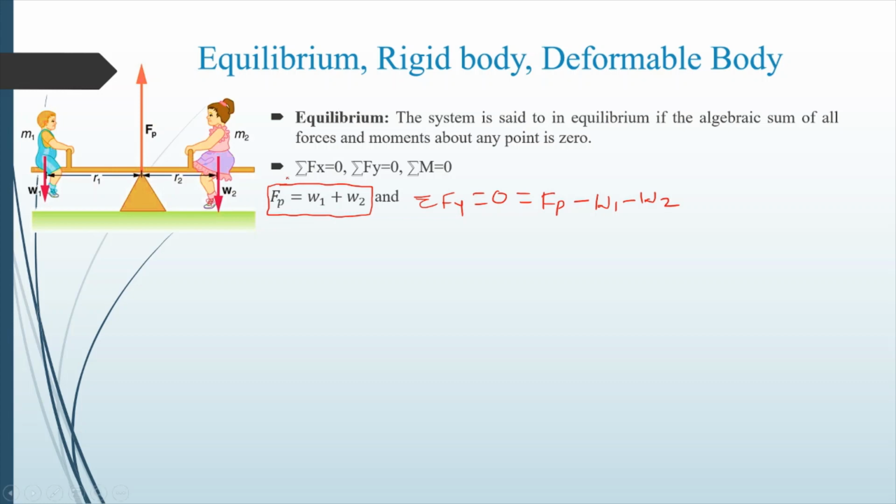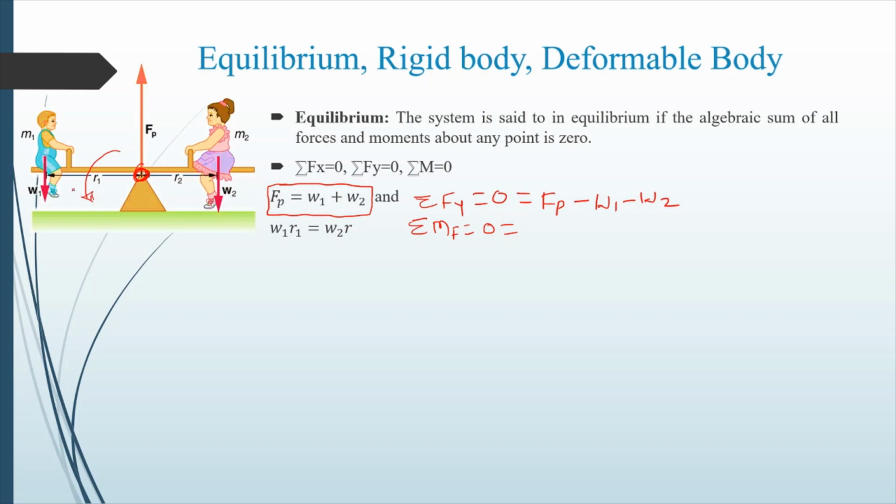The third condition of equilibrium is summation of moments about any point should be equal to 0. So we'll take the moment about the center or fulcrum point, so that we can get this equation. I will calculate the moment created by this W1 about this fulcrum, that will be rotating this beam on the left hand side in anti-clockwise direction. So we can write here summation of moments about the fulcrum point is equal to 0.